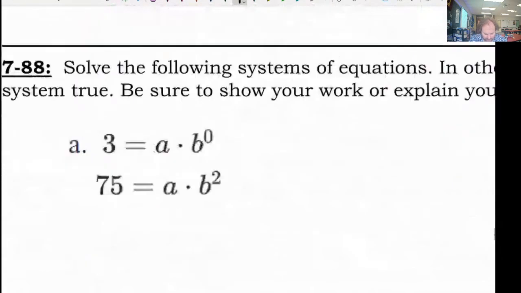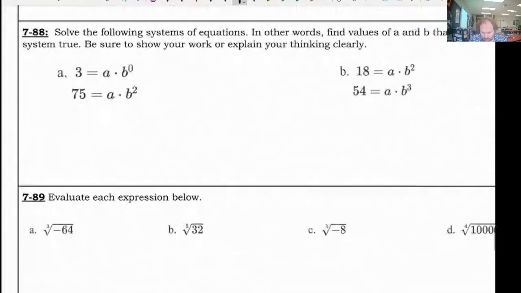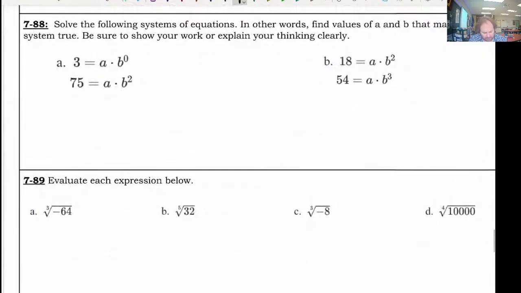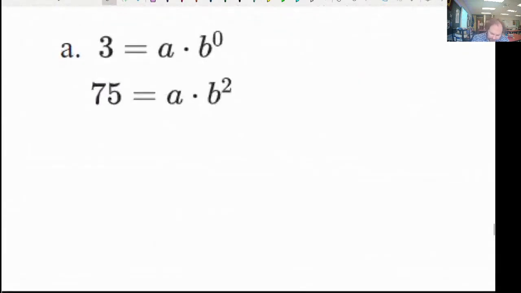Okay, let's look at 788. Speaking of entry points and strategies, we opened up class with a couple of these today. We're going to take a look at a couple more. Really, I think the best way to think about these is with a table of values. Like for A, we know that when x is 0, y is 3. So I can set up an xy table like this.